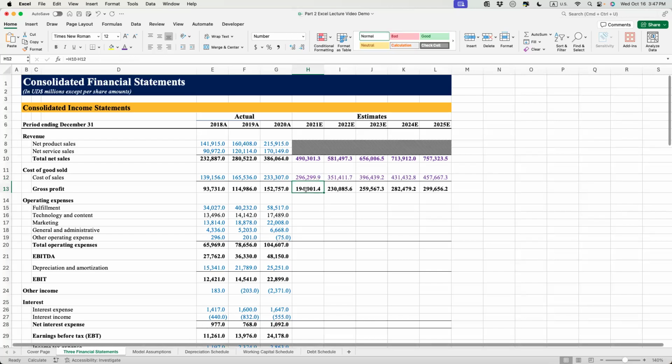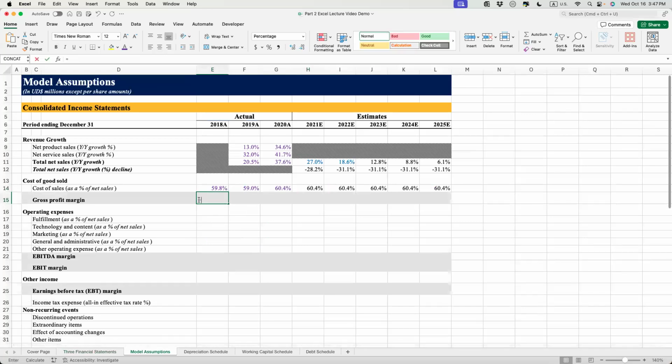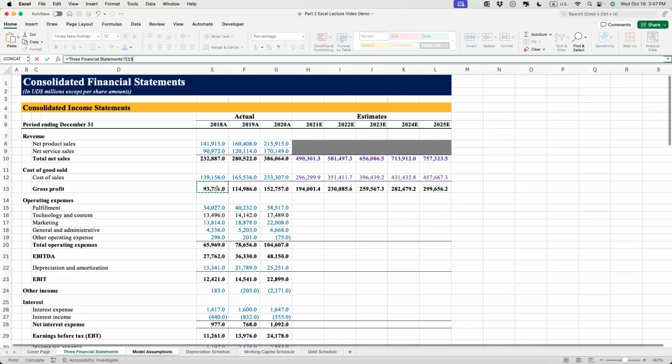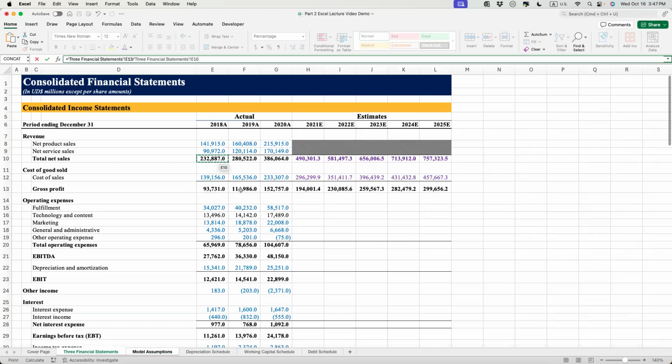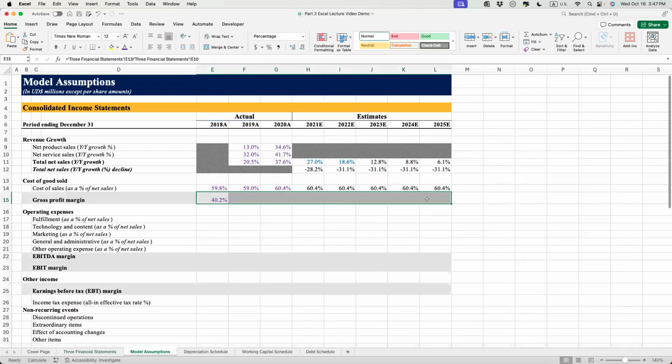And since we already copied the formulas for gross profit from the previous year, we can just go ahead and calculate the gross profit margin. That is equal to gross profit divided by net sales. You get the gross profit margin.